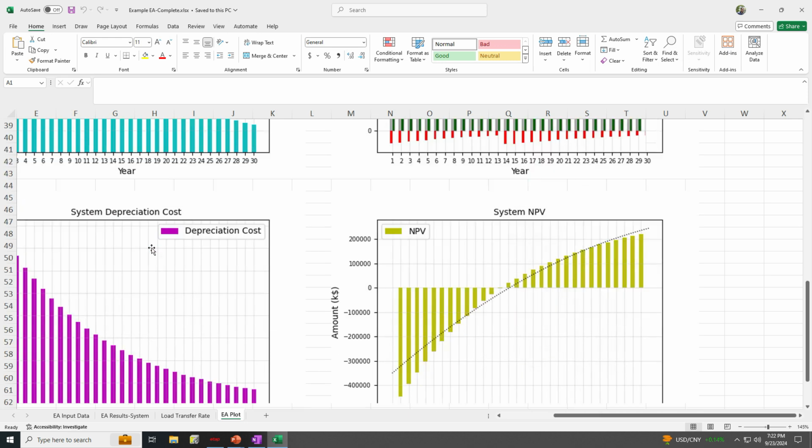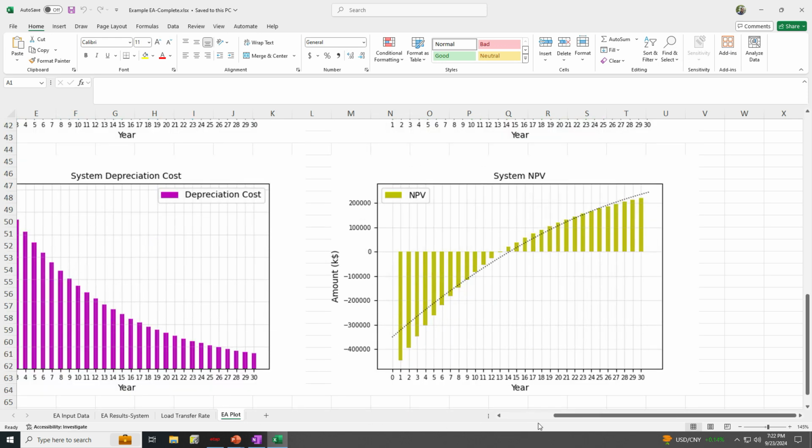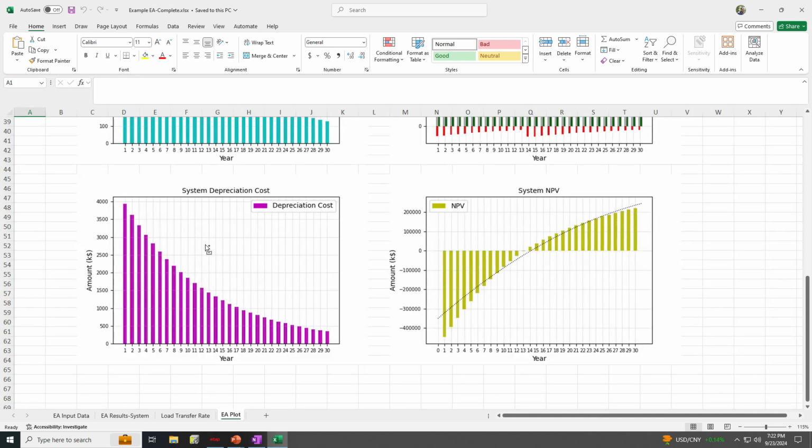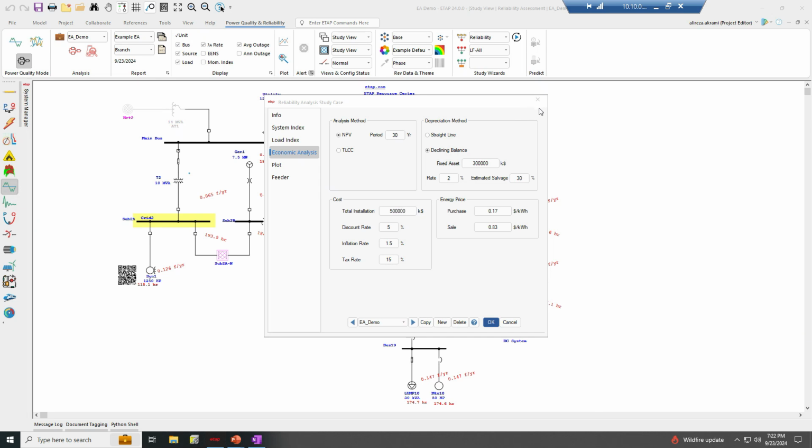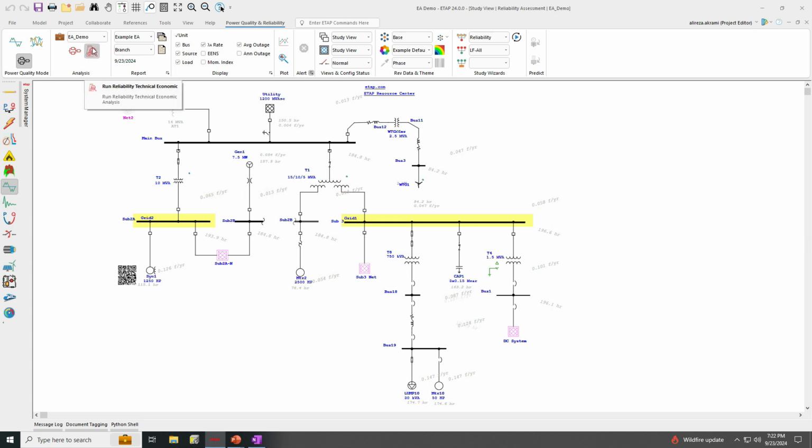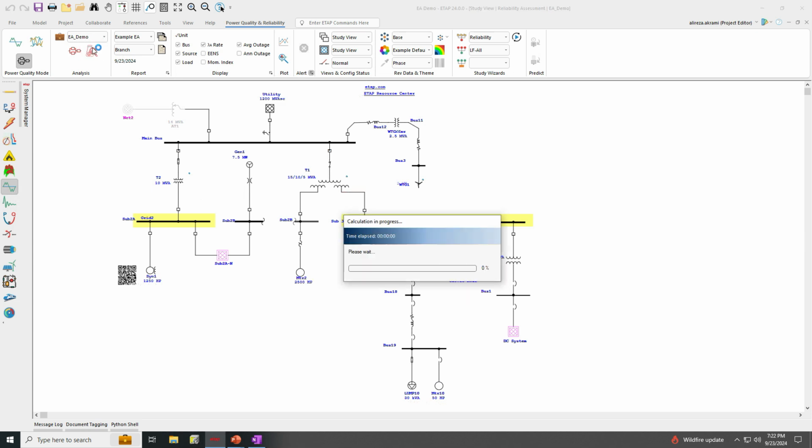and net cash flow. Then we report the depreciation cost, and also we report the system net present value. We can see that around this year, which is like 13th, the DPP occurs, right? Which makes the NPV to be equal to zero. So we can try running this study for TLCC one more time. Let's see how the calculation results varies.